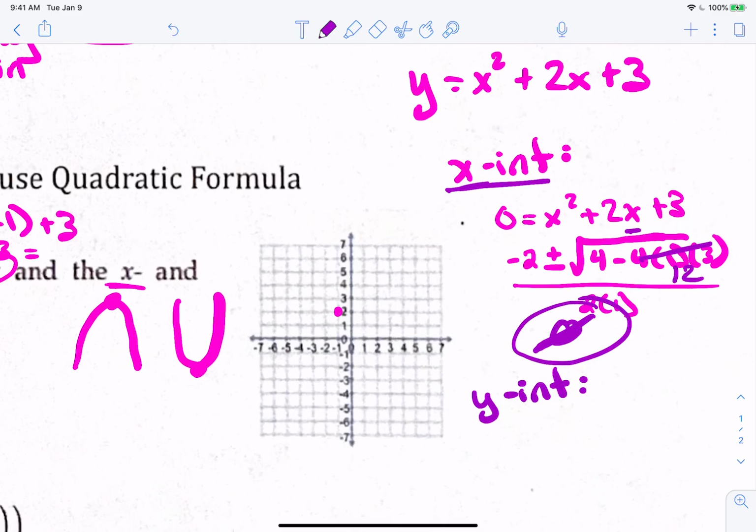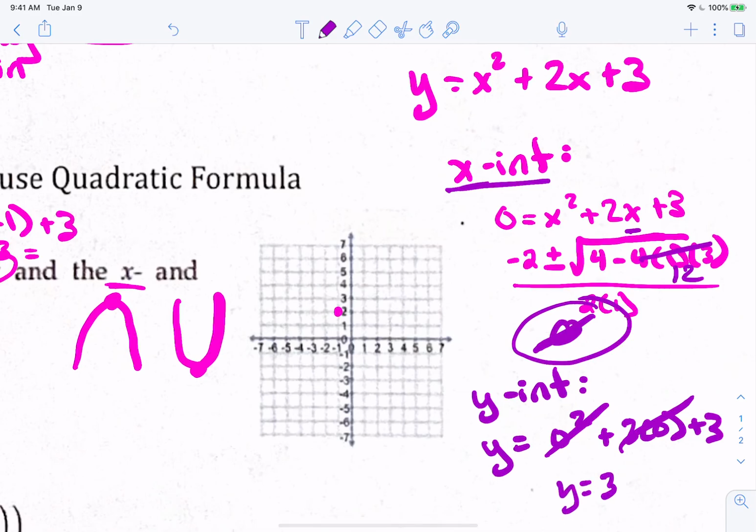You plug 0 in for x. So y equals 0 squared plus 2 times 0 plus 3. And this is actually really easy. These two cross off, so the y-intercept is 3. So he's going to touch here at 3 on the y. But if he touches there, he's also going to be at the same spot on the other side. Does that make sense? Okay, so my parabola looks something like this. Perfect.